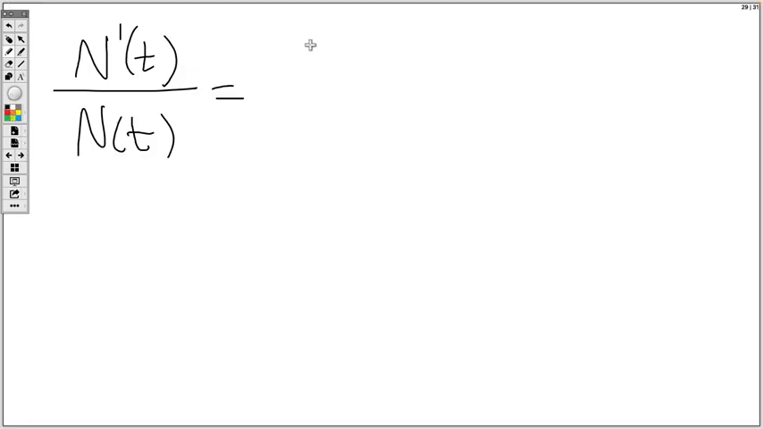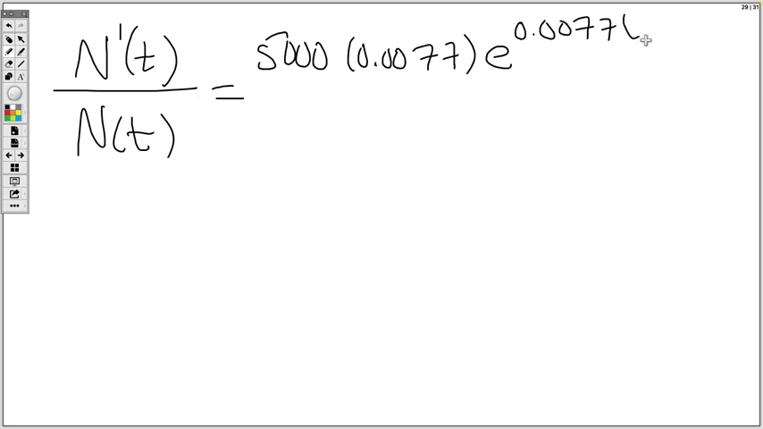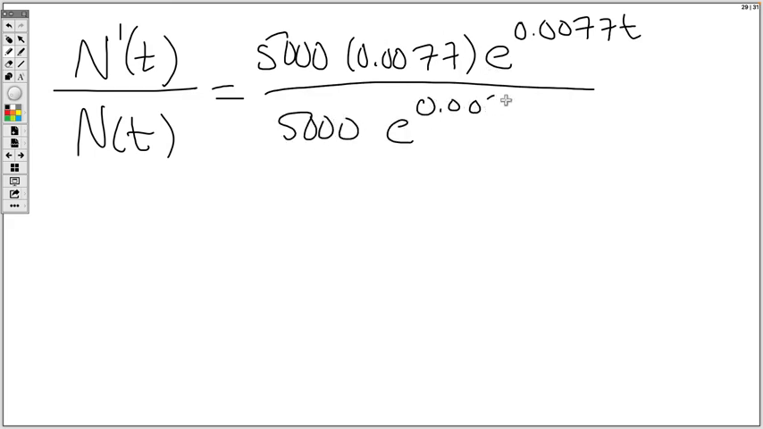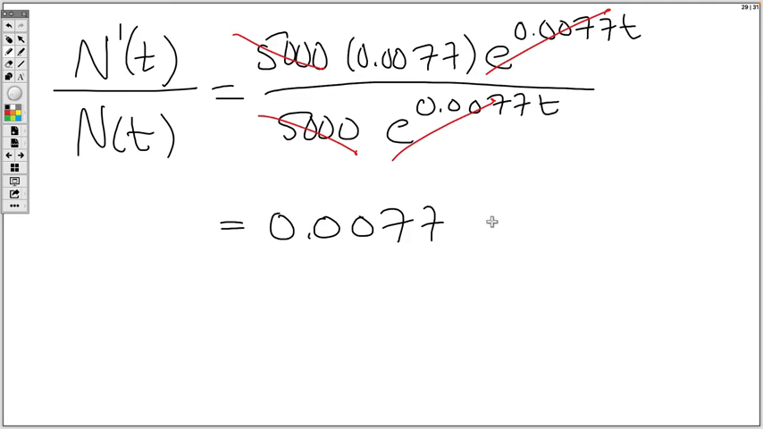So if we just plug in our formulas here, we had 5,000 times 0.0077 e to the 0.0077t. The original function was the same thing. It had the 5,000. It just didn't have this other multiple that came down from the exponent. You follow? So look at what happens. Regardless of what t is, this ratio is always the same.